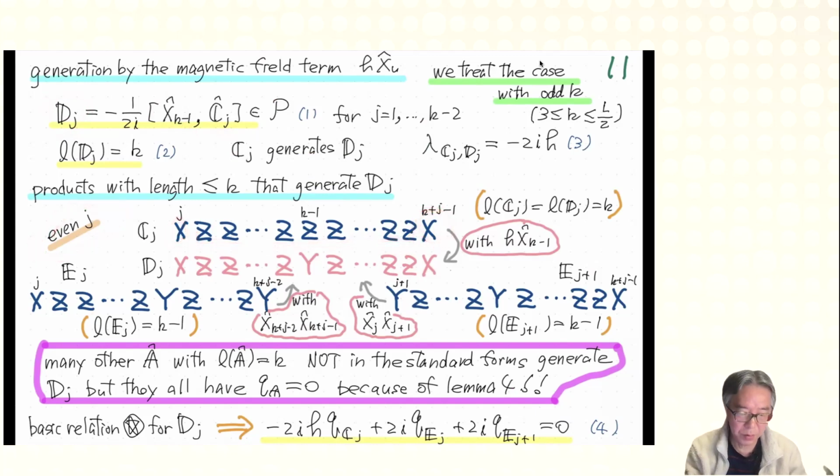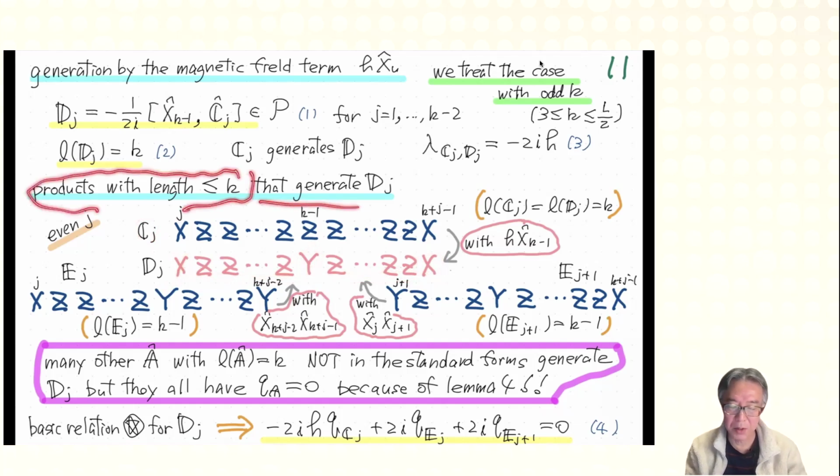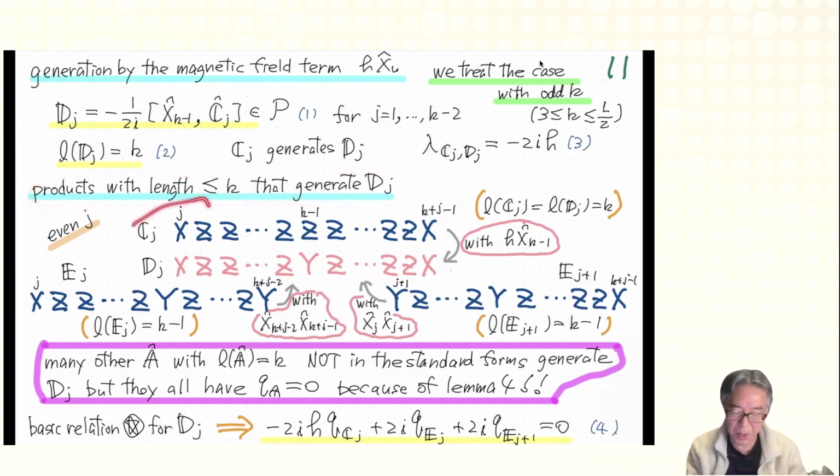Well, when j is even, then our Cj is XX type. So you start from x and just a bunch of z's and it ends with x. And here in between you have site k minus 1. So you take the commutator with x and you get y. So this is our dj. So this is almost like Cj. It starts from x and z, z, z, z, but only at this one site you have y and z, z, z, z, and x. Okay? And we ask, what are the products with length less than or equal to k that generate dj? Okay, of course Cj generates dj with this guy.